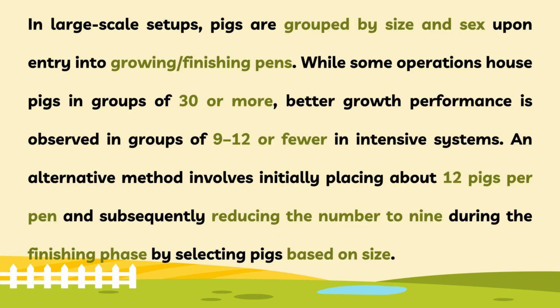In large-scale setups, pigs are grouped by size and sex upon entry into growing, finishing pens. While some operations house pigs in groups of 30 or more, better growth performance is observed in groups of 9 to 12 or fewer in intensive systems. An alternative method involves initially placing about 12 pigs per pen and subsequently reducing the number to 9 during the finishing phase by selecting pigs based on size.